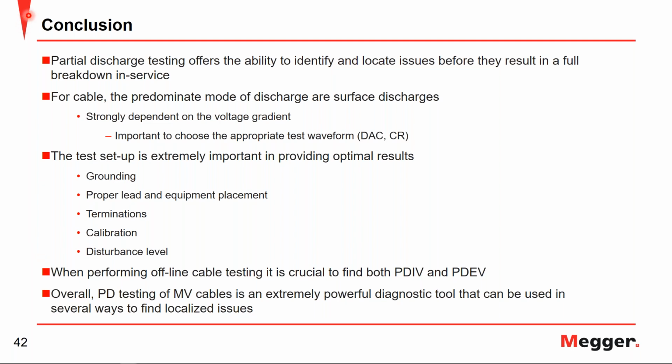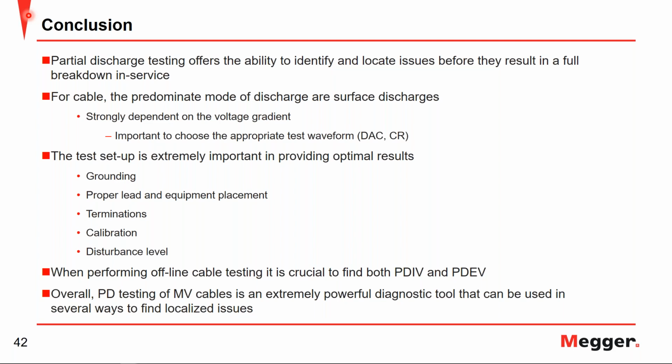So, in conclusion, partial discharge testing offers the ability to identify and locate issues before they result in a full breakdown in service, creating either catastrophic failure or an unplanned outage, which either way is going to be very costly. For cable, the predominant mode of partial discharges is going to be surface discharges, which are strongly dependent on that voltage gradient, or that change in voltage with respect to time. And it's important to choose the appropriate test waveform, whether it's damped AC for that service-aged cable or cosine rectangular for maybe the newer cable, whether it be commissioning or acceptance testing.